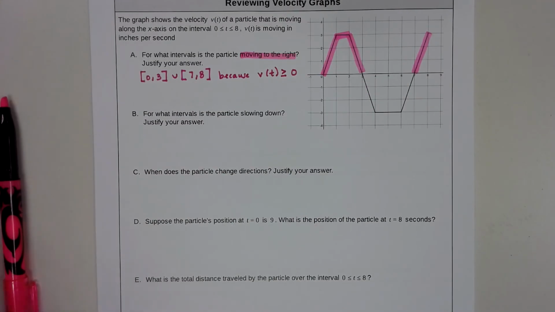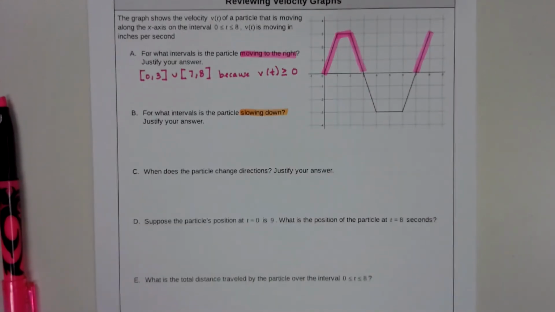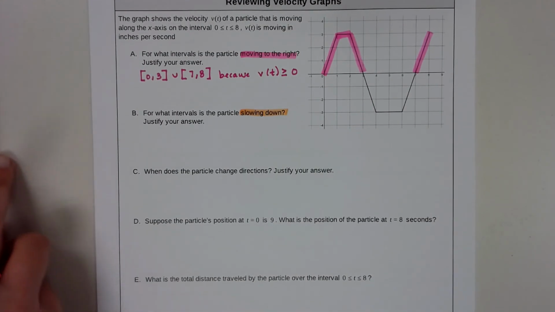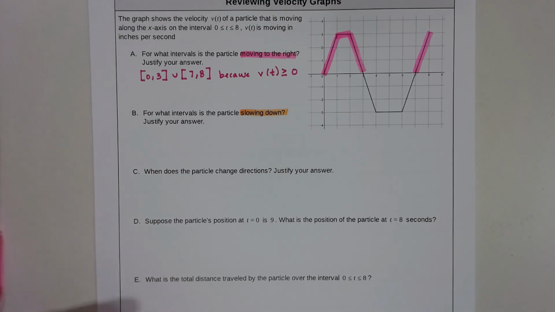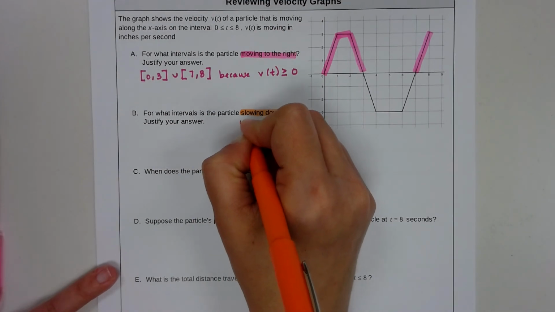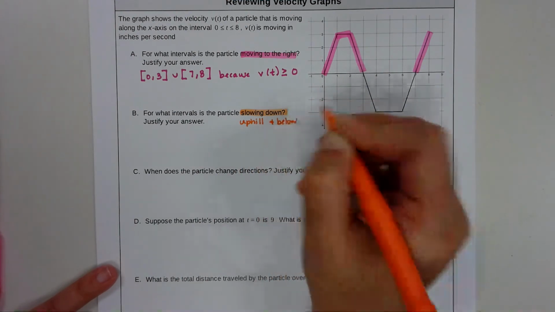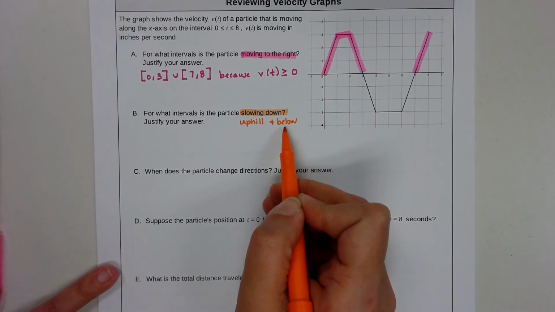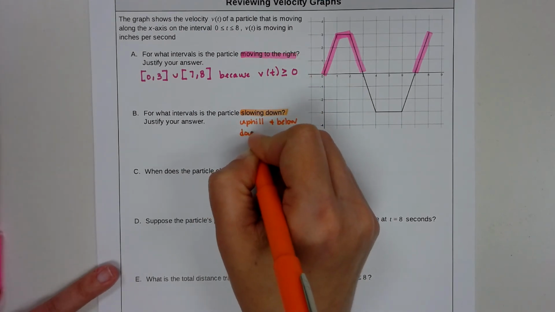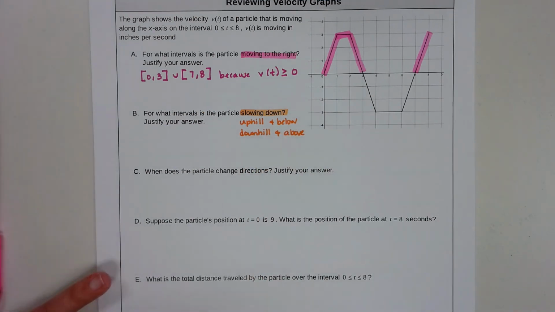For problem B, it says, for what intervals is the particle slowing down? Now, there are 2 different ways to be slowing down. We can have a positive velocity and a negative acceleration. We can have a positive acceleration and a negative velocity. When we learned about this back during first semester, we said there were 2 things to look for. We could be uphill and below, which means positive acceleration and negative velocity, or we can be downhill and above, which means negative acceleration and positive velocity.